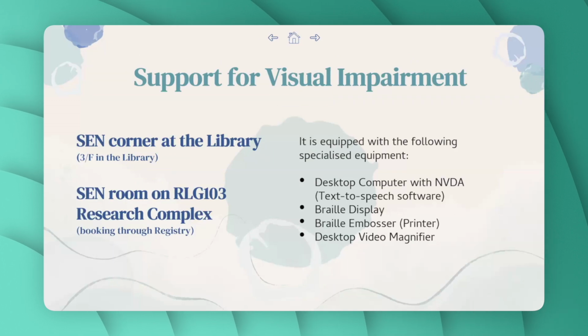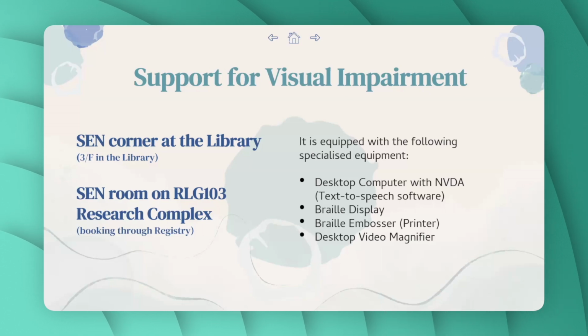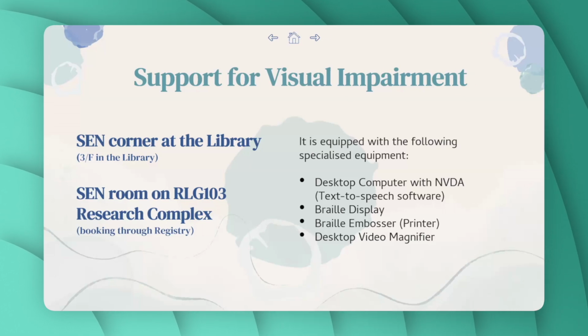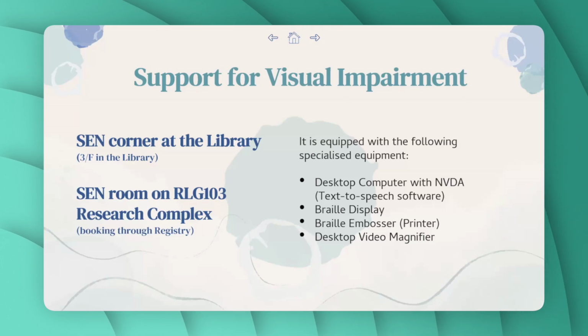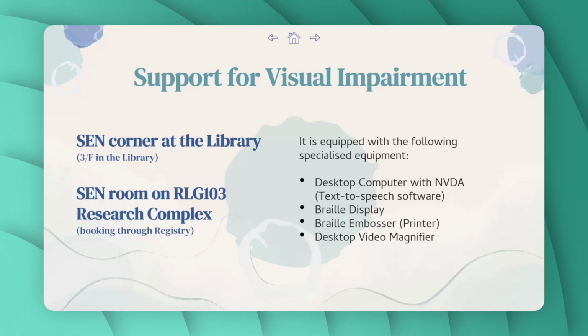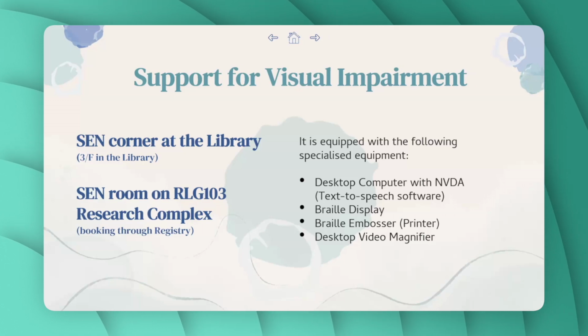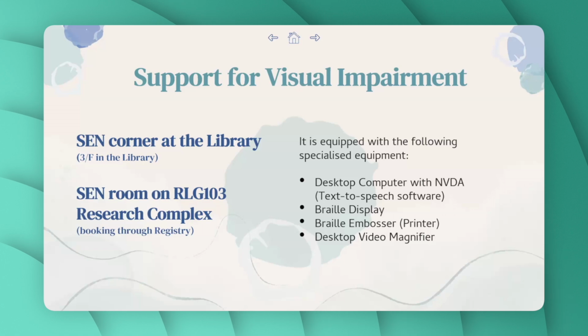For visual impairment, we actually have a place called the SEN Corner. It is in the library, and there is one more in the research complex. How many of you know about this? Nobody knows. Wow. We have two designated places, and you need to book. The first one, in the research complex, is RLG 103. You can book through the registry, so you can call the AA colleagues and book a room through the registry. The second one is the corner in the library, located on the third floor. The student can just go to the customer service counter on the ground floor and ask for help.